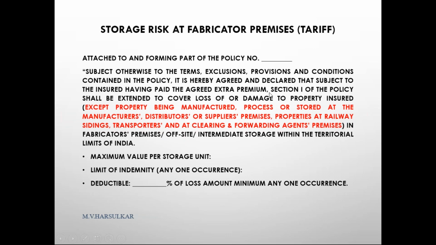Section 1 of the policy shall be extended to cover loss or damage to property insured, except property being manufactured. So if it is a manufacturing activity, it is not covered. Process manufacturers' premises, distributors' premises, suppliers' premises cannot be covered here.